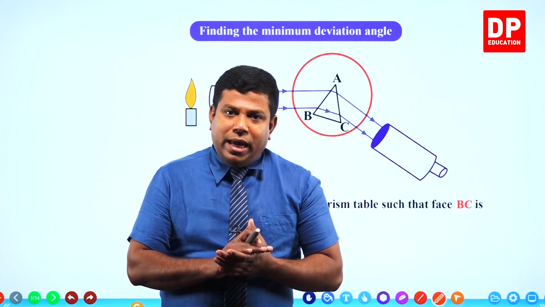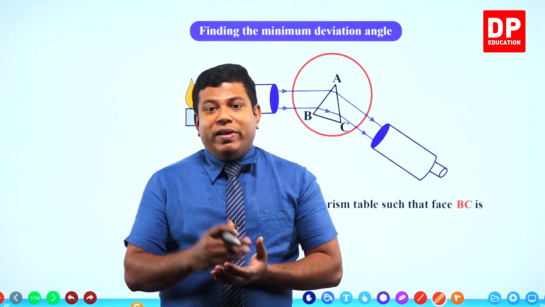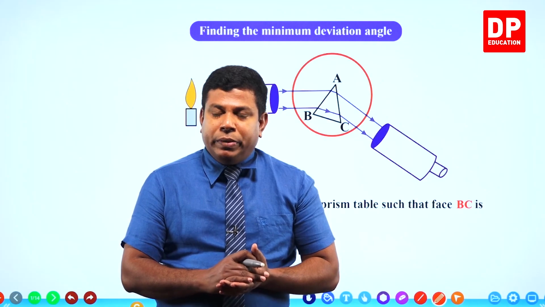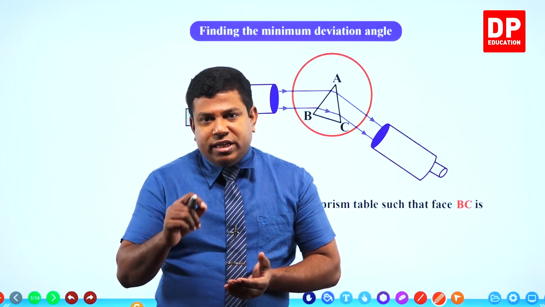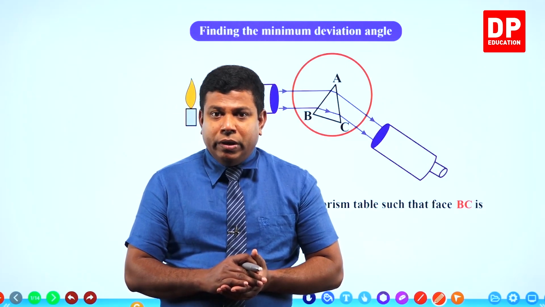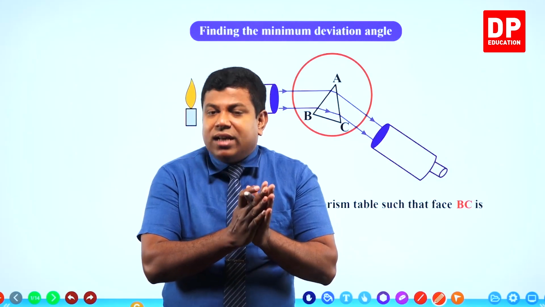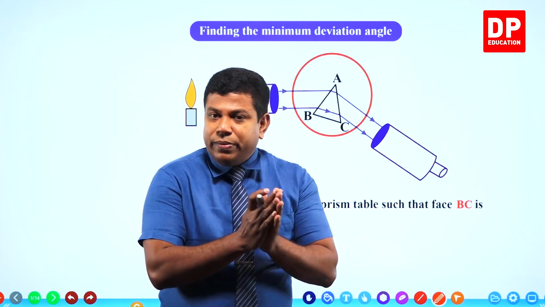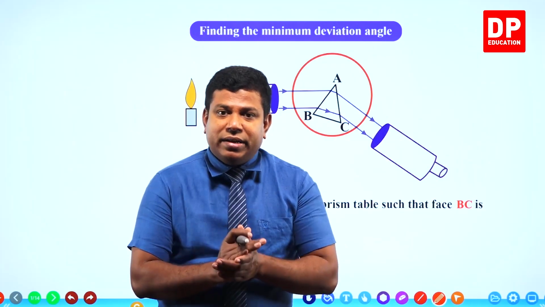Dear students, in physics, in the section optics, now we'll see another experiment. This experiment is also, we are going to use the spectrometer. It's actually a continuation of the last experiment we did. You remember the last experiment we did before this? We used the spectrometer and we found the prism angle.